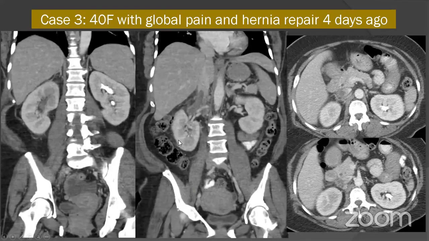Now, case 3 is a young female, 40-year-old, with global pain, hernia repair 4 days ago. And I just want you to tell me what the diagnosis is. What is the key finding? What are the key findings? There are 2 of them. And what is your diagnosis? Firstly, I have not mentioned which side is abnormal. So you have to tell me which is the abnormal side, right or left.